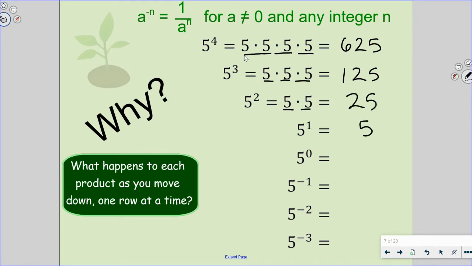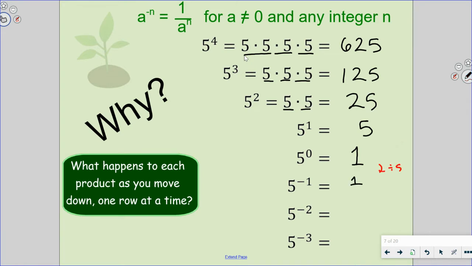Now remember, what does this mean? If you go ahead and you divide by 5, and we divide by 5 again, we get 25. 25 divided by 5 is 5. 5 divided by 5 is 1. Any number except for 0, any number to the 0 power is going to be 1. So what happens now, ladies and gents? Keep on going.